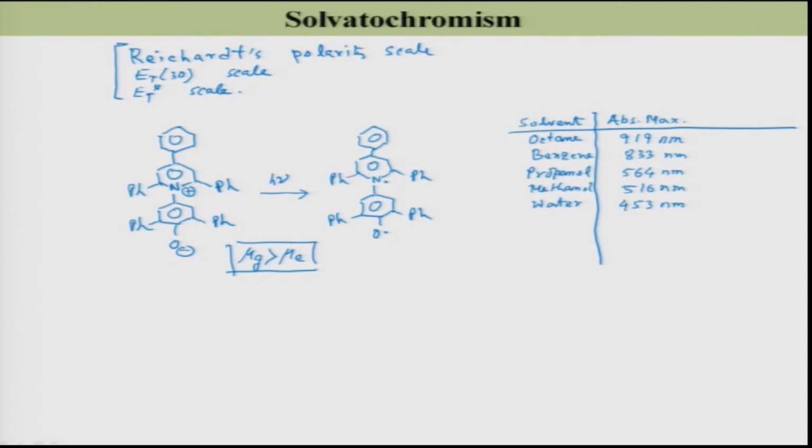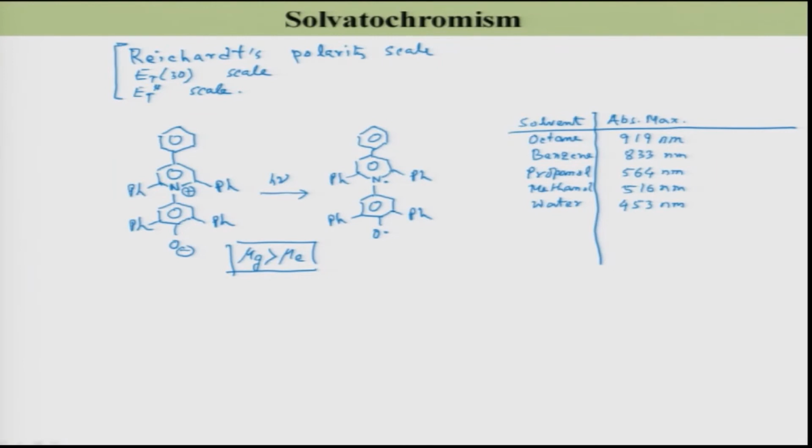So, I can simply plot these different solvents versus absorption maxima, and then for an unknown solvent I can find the absorption maxima and can comment about the polarity of the unknown solvent, whether it is like octane or benzene or propanol. We can comment on that. However, we can go one step ahead and find out the molar electronic transition energy.